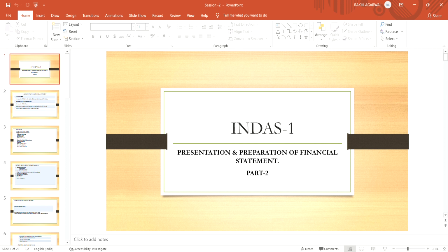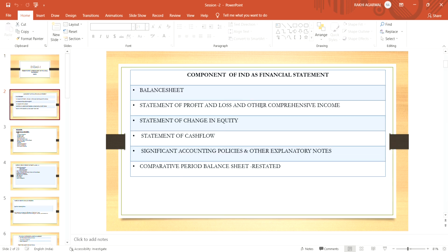So let's start today's class, which is related to presentation and preparation of financial statements, part 2. In this class we will discuss the components of Ind AS financial statements. What are the components? That is balance sheet, statement of profit and loss and other comprehensive income, statement of changes in equity, statement of cash flows, significant accounting policies and other explanatory notes, and the comparative period balance sheet, which we will restate.